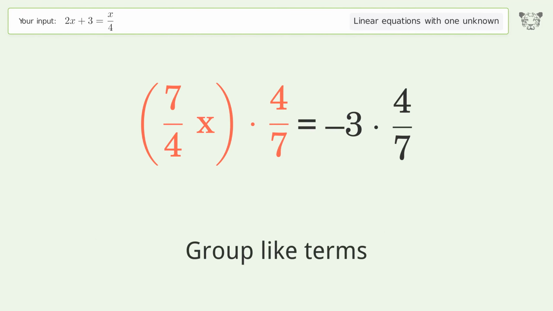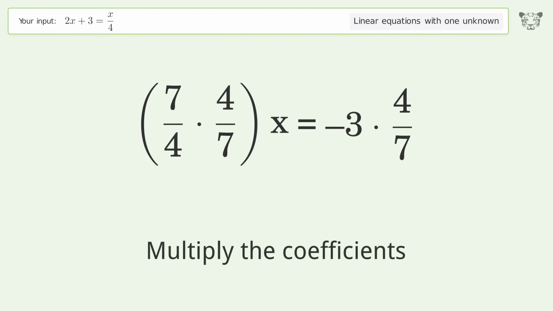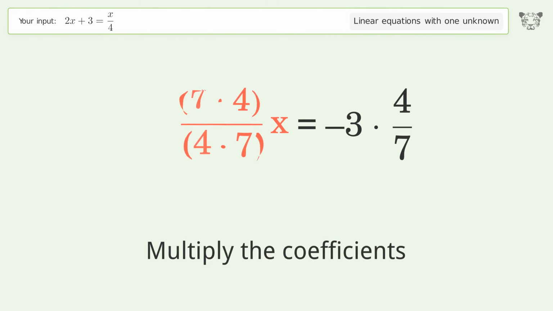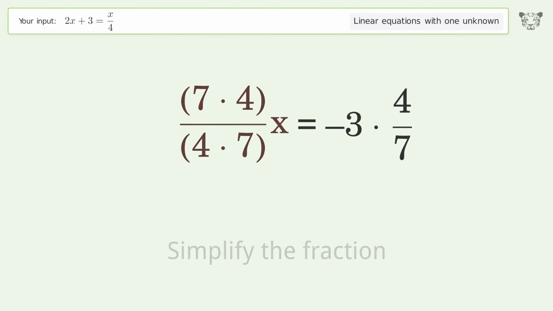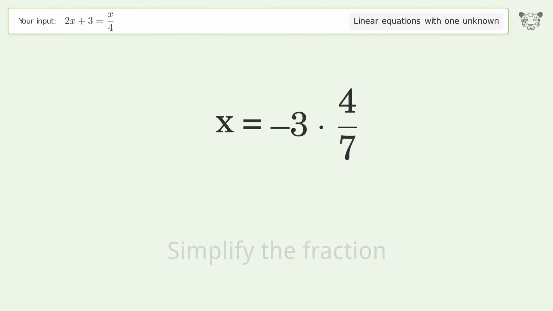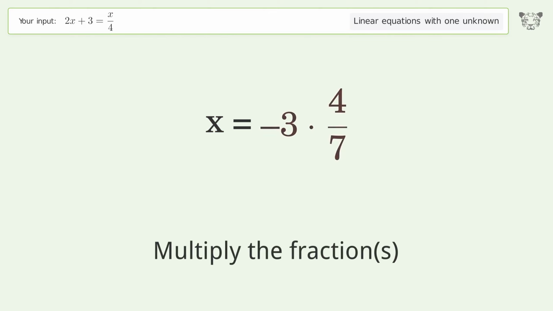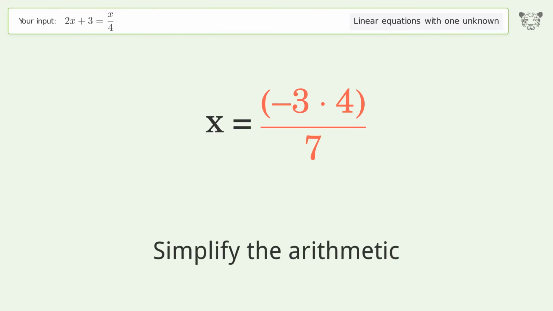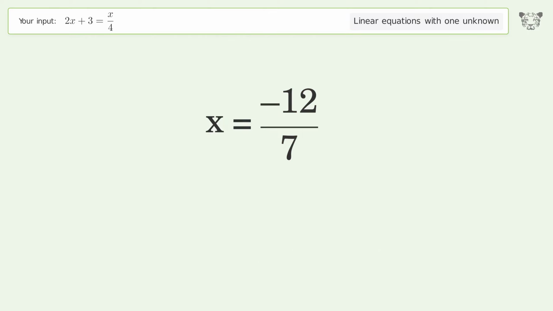Group like terms. Multiply the coefficients. Simplify the fraction. Multiply the fractions. Simplify the arithmetic. And so the final result is x equals -12/7.